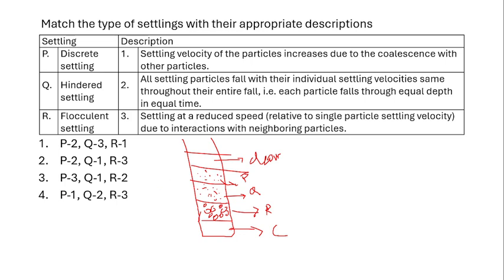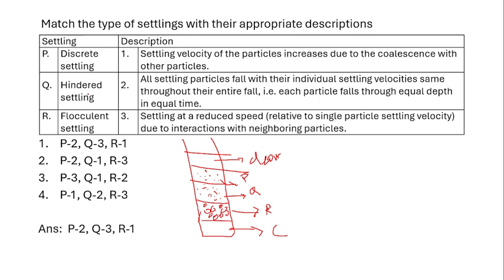So in the discrete settling, what happens? The right answer is 231. What happens is all the settling particles fall with their individual settling velocities, which are same throughout their entire fall. That is, each particle falls from equal depth in equal time. That is the first stage. This is your discrete settling.